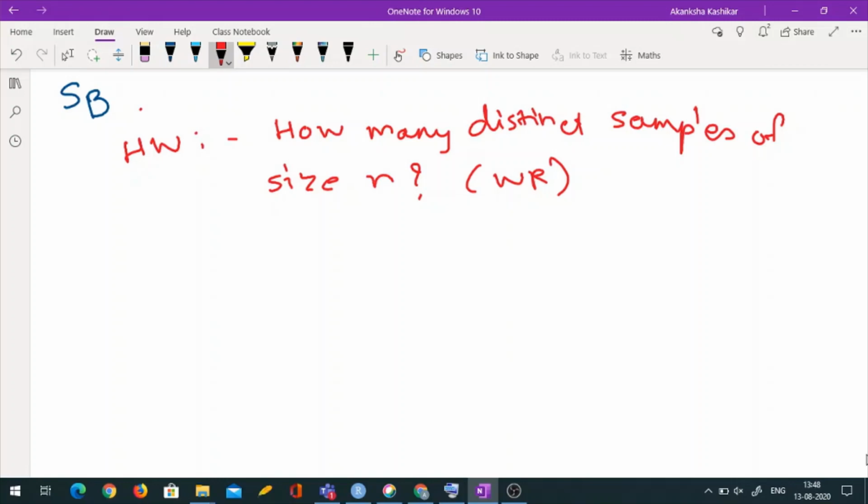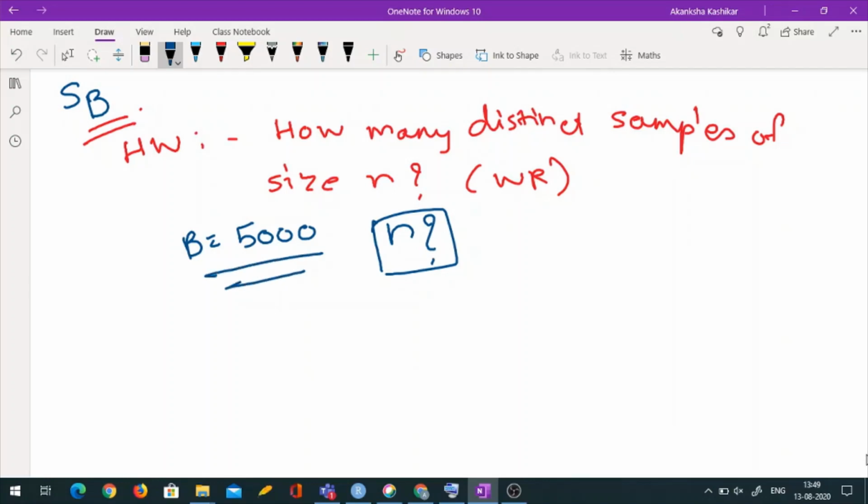Why this interest? Because we want to see if I want B to be large enough. So if I want B to be say 5000, what should be my n? Is there some minimum n beyond which only I can get 5000 samples, up to which I cannot get 5000 samples? That's why your homework is this. It's simply a permutation combination exercise, so you should be able to do that.